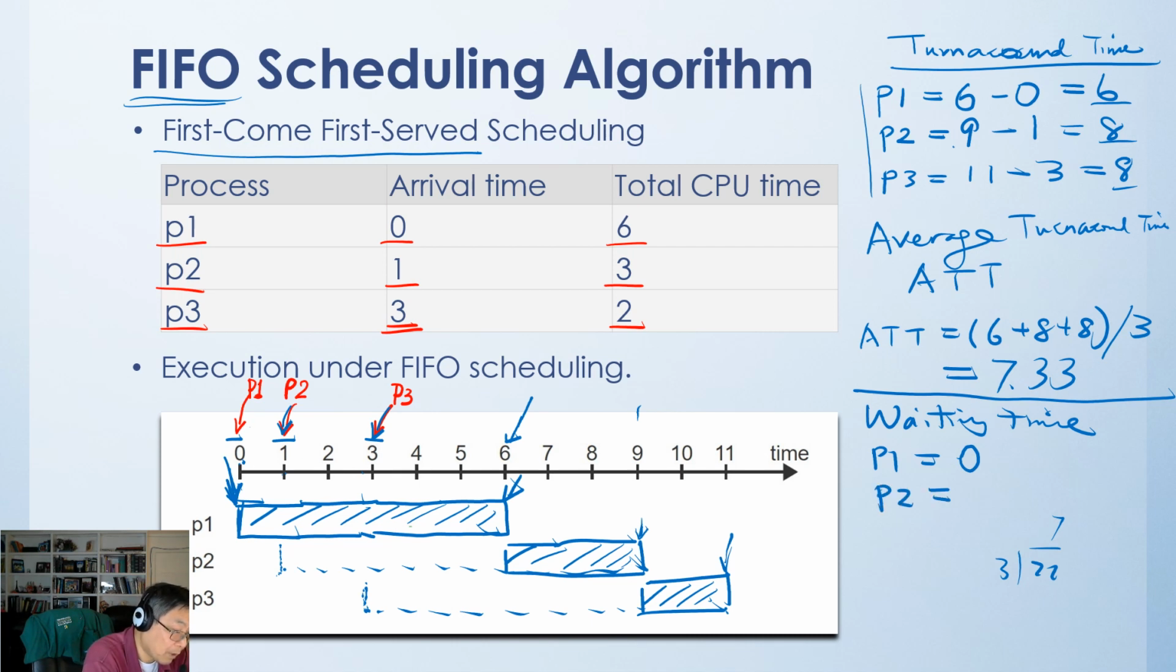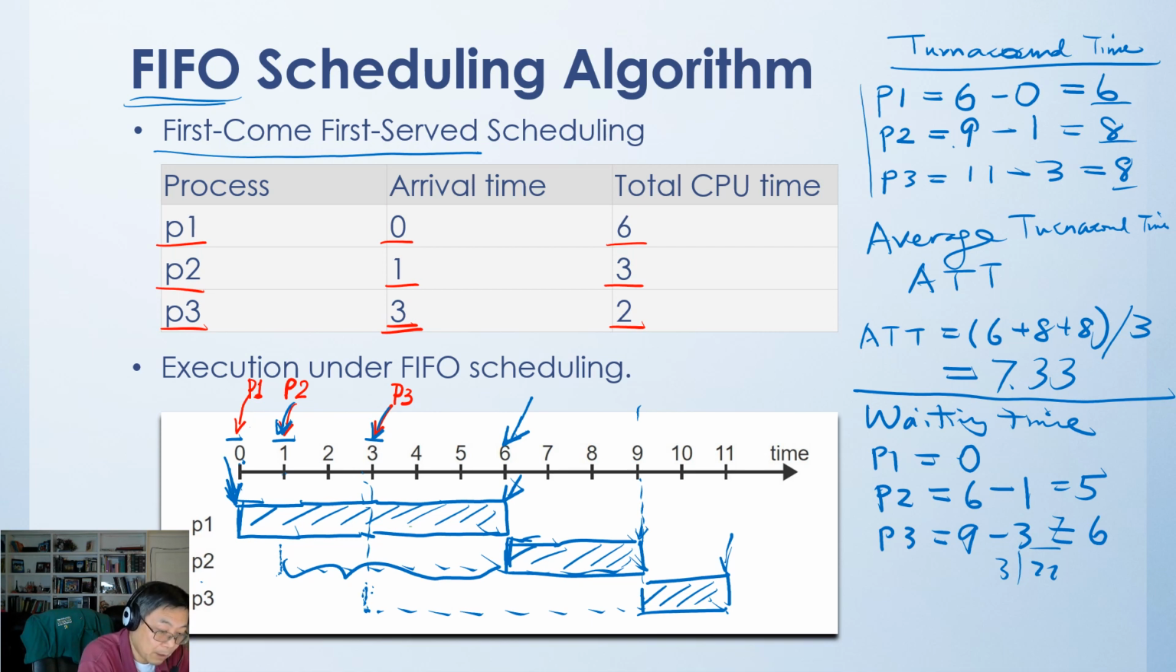Now what about P2? The time when P2 gets the CPU is 6, right? And the time when P2 arrives is 1. So that's the waiting time for P2, which is 5. And P3 gets the CPU at time 9, and P3 arrives at time 3. So P3 waited for 6.